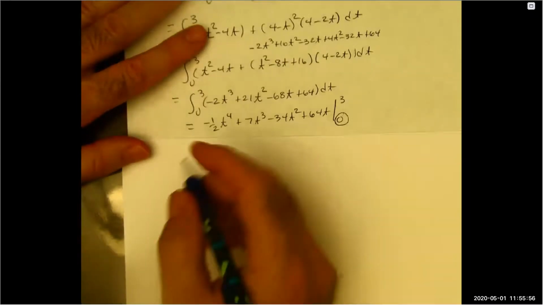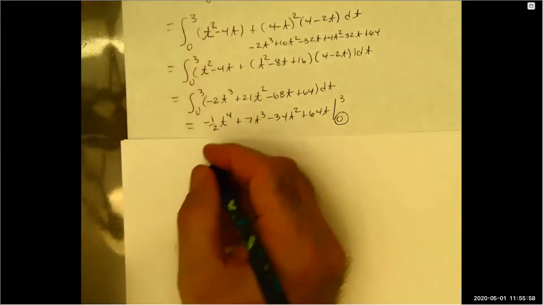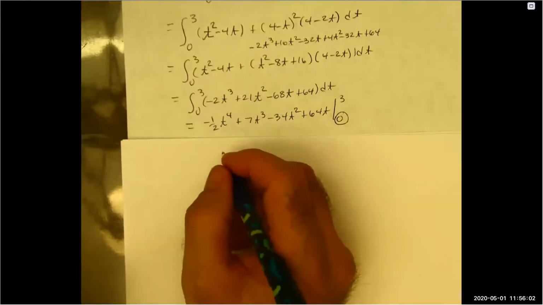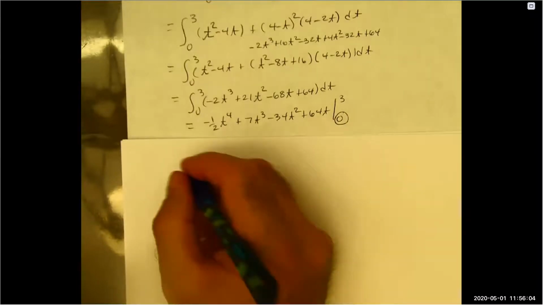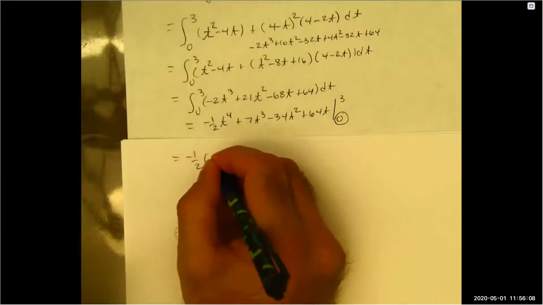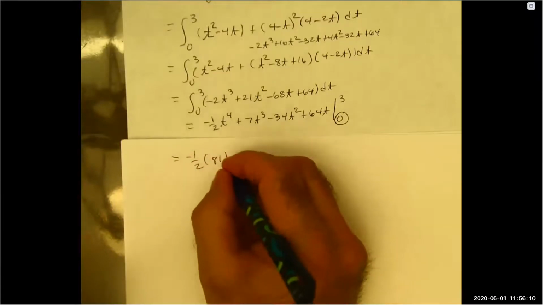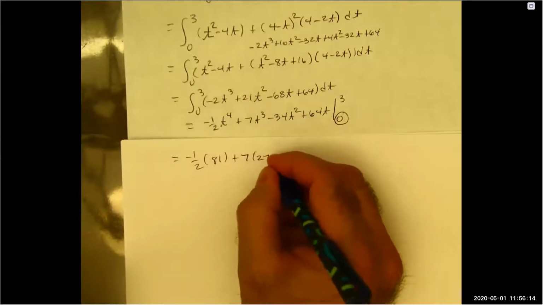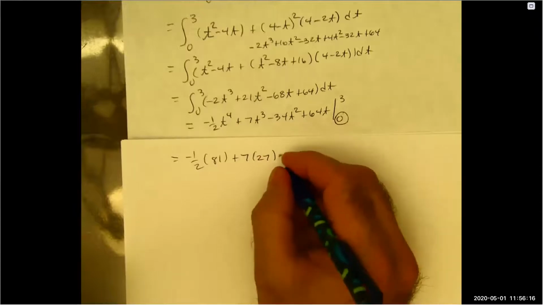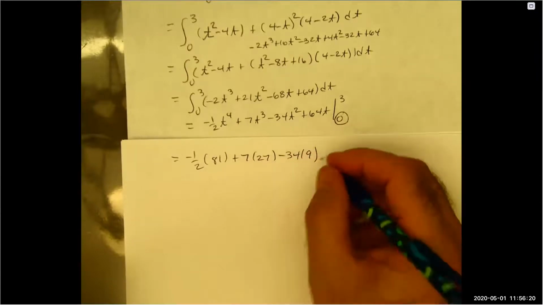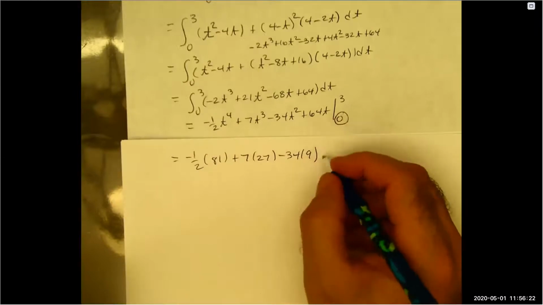All right, so we're going to continue with this one. So when we put in the limits here, we're going to have minus 1/2. I'm going to have 81 plus 7 times 27, putting in the 3, and then minus 34 times 9, and then plus 64 times 3 is 192.